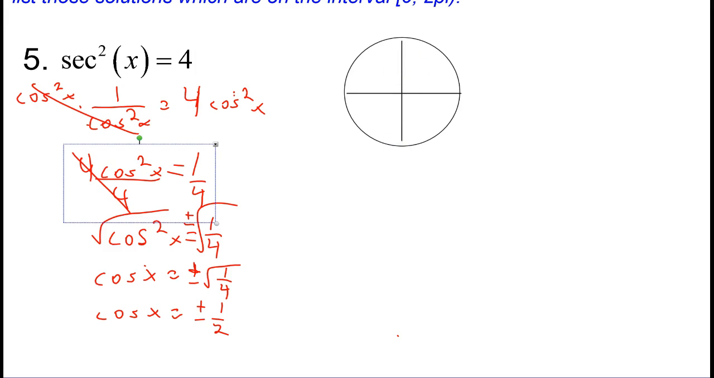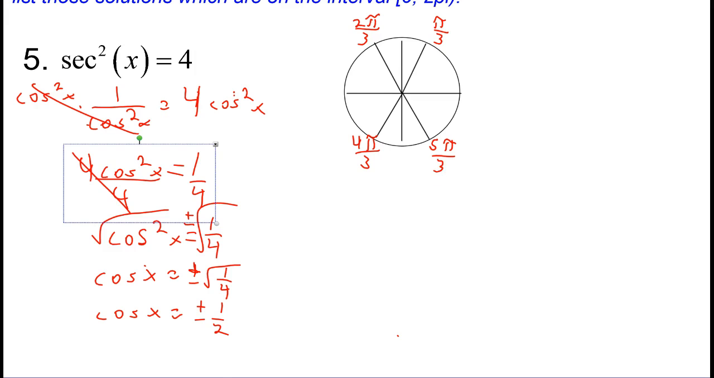Alright. So we know cosine is equal to 1/2 at angles pi over 3, 2 pi over 3, 4 pi over 3, and 5 pi over 3. So we'll go ahead and write those in there. So at all 4 of these angles, the cosine value is either positive or negative 1/2.